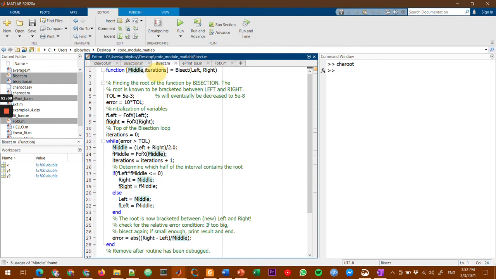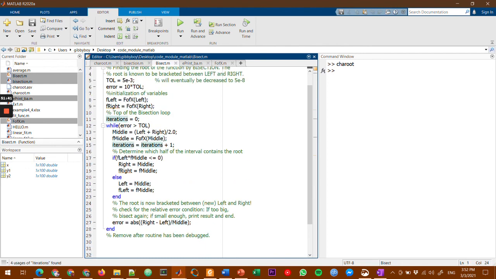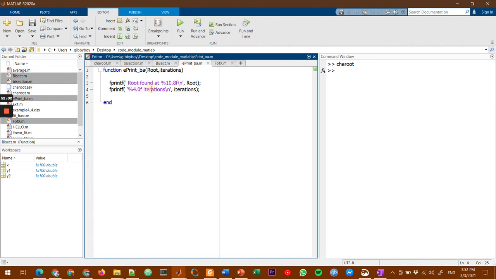So I have the middle variable, put there. And then iterations: how many iterations happened. We have iterations equals iterations plus 1, until it stops, giving the correct number of iterations. And then the print function is just the printing. Okay?